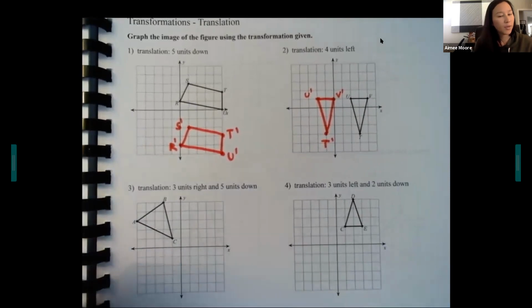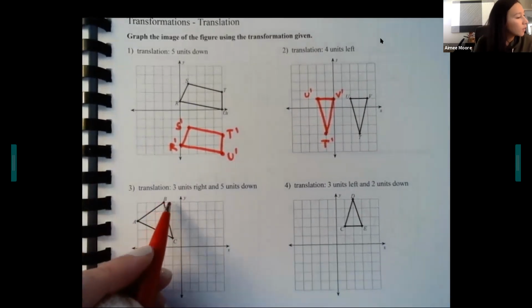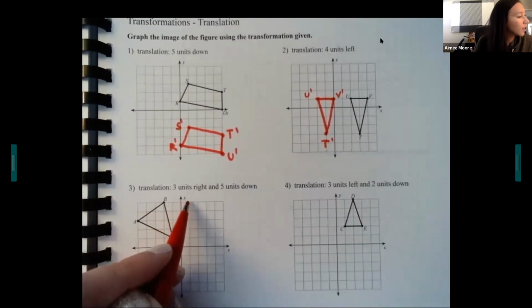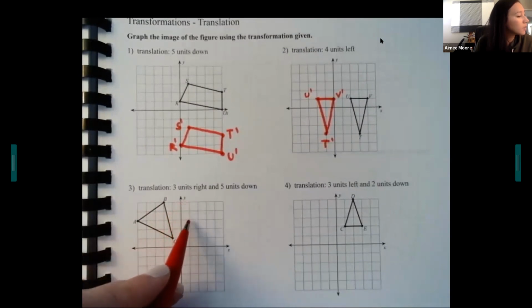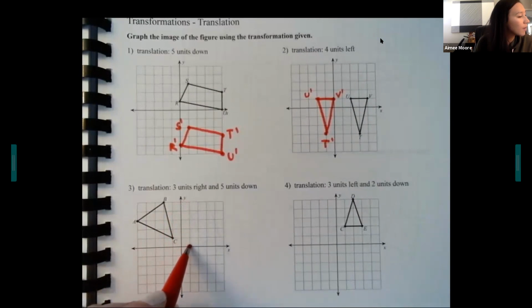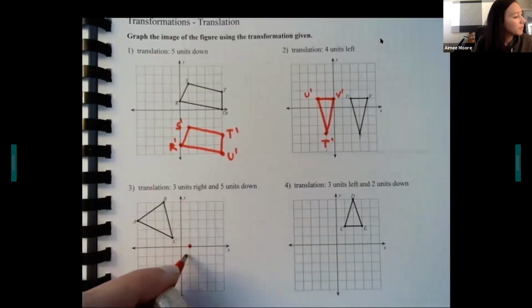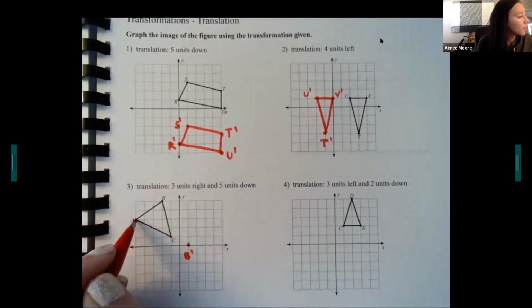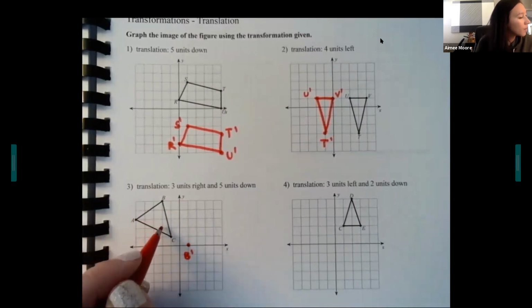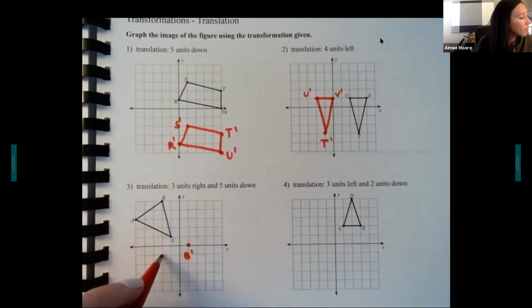Number 3, you're going to go 3 units right. 1, 2, 3 units right, and 5 units down. 1, 2, 3, 4, 5. That's B prime. A, we're going to go 1, 2, 3 to the right, and 5 units down. And C, we're going to go 3 to the right. 1, 2, 3, and 5 down. 1, 2, 3, 4, 5.